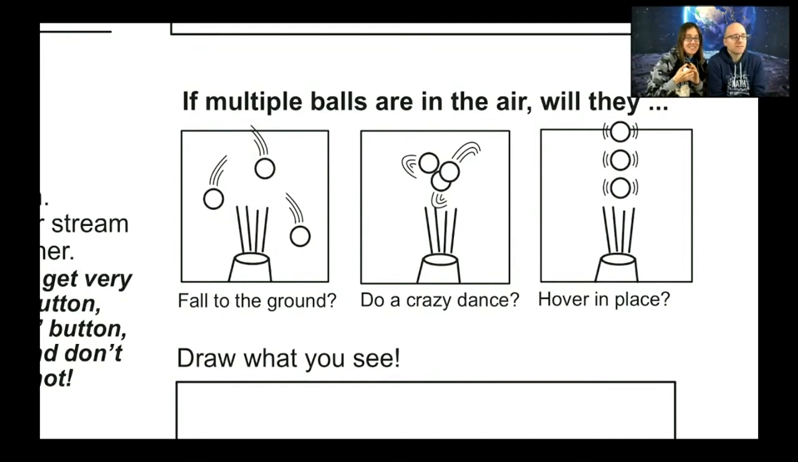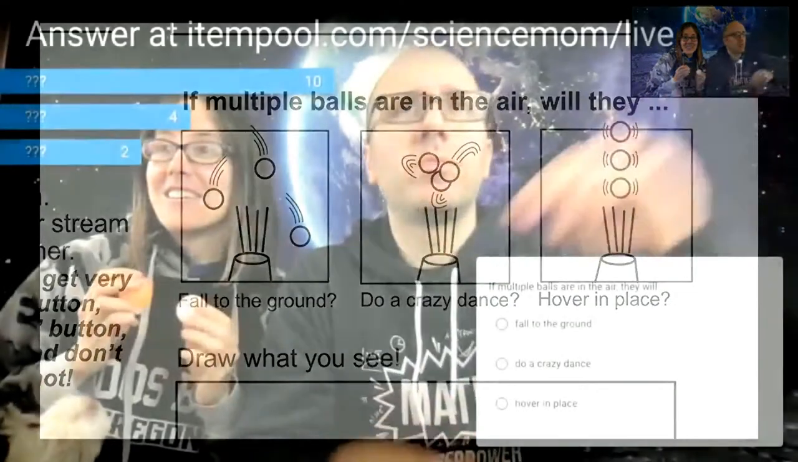All right. So we've got answers coming in on the polls. What is going to happen? So this one, we really don't have as much information to go on. And I hope you'll make a prediction. If you're watching the replay, just say it out loud. What do you think will happen if you try more than one ping pong ball at a time? Man. And is it even possible?